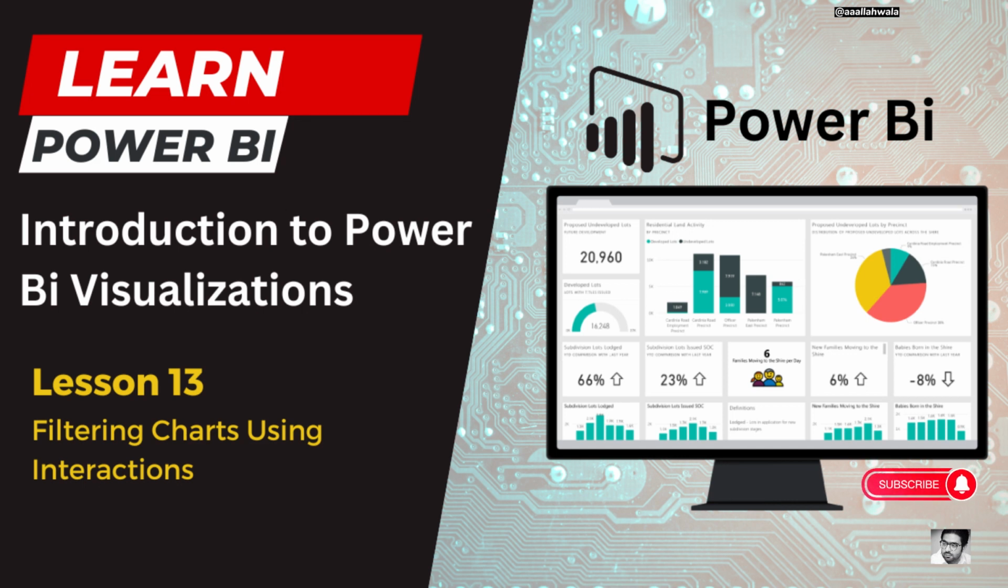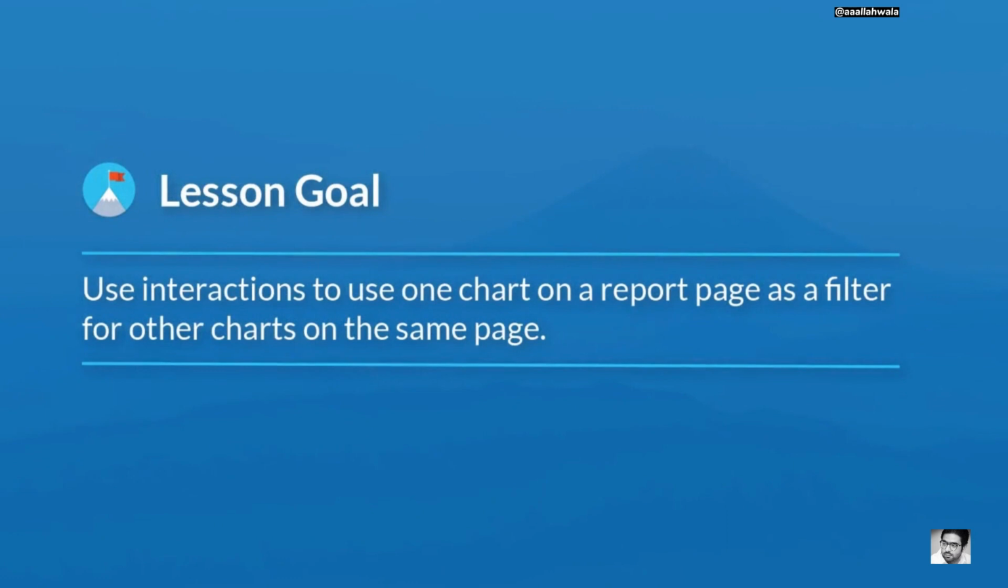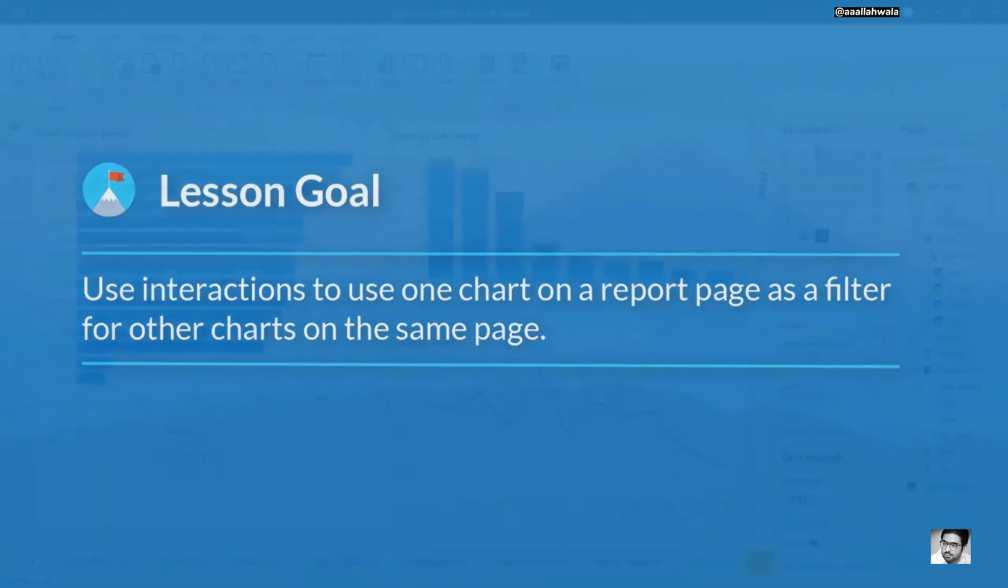Interactions determine how other charts on a page react when one is selected. In this lesson, we'll use interactions to apply one chart on our report page as a filter for other charts on the same page. When you have several visualizations on a single page, interactions can make the difference between a disparate collection of charts and an integrated, interactive report or dashboard.